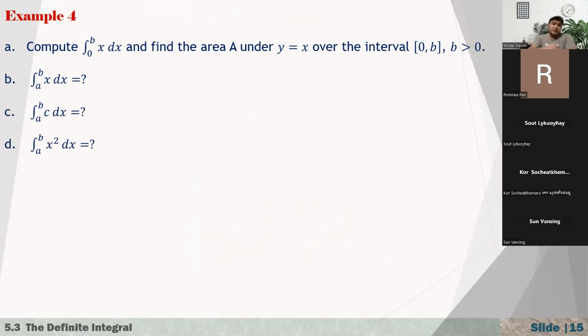Example: compute the definite integral from 0 to b of x dx, and find the area A under y equals x over the interval from 0 to b. The second one is from a to b. The third one is also from a to b, but here our function is x squared. All right, let's go one by one.